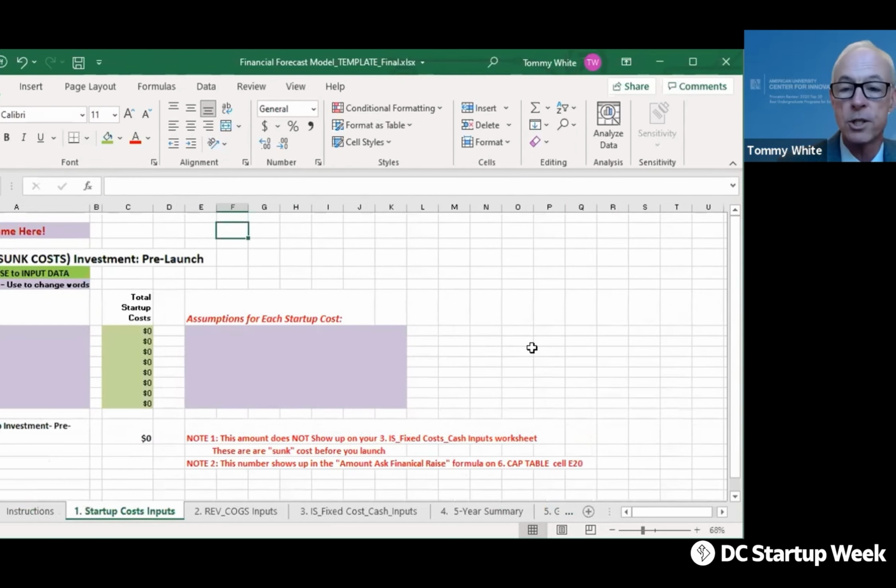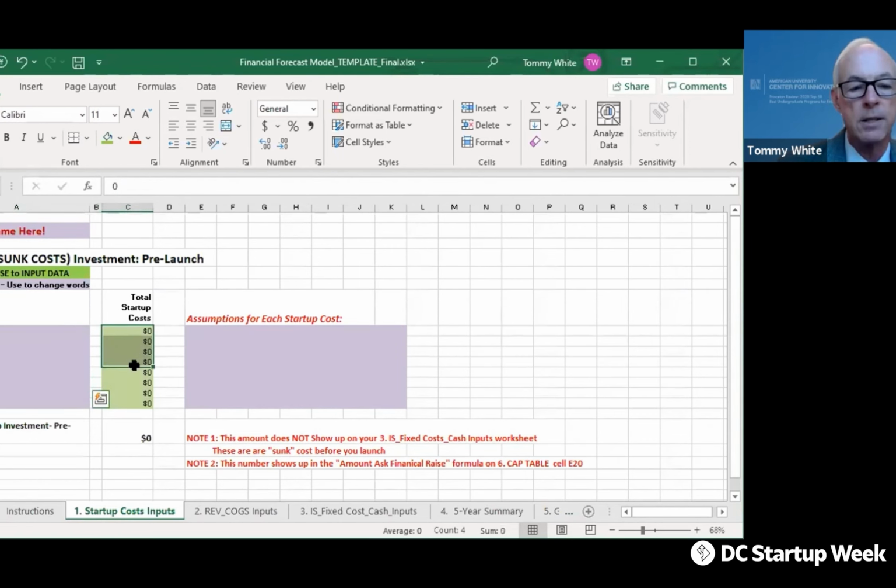I have what's called the startup tab here. And this is where you can list out various startup costs before you get into your model. So these might be sunk costs already. These might be costs that you want to try to recapture with any fundraising you might do. But these are things really before you start into your monthly and yearly forecasting that you're coming up with. So you can write them down here, whatever they are.